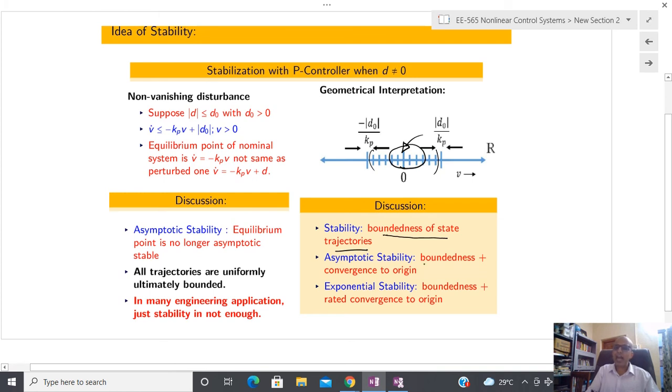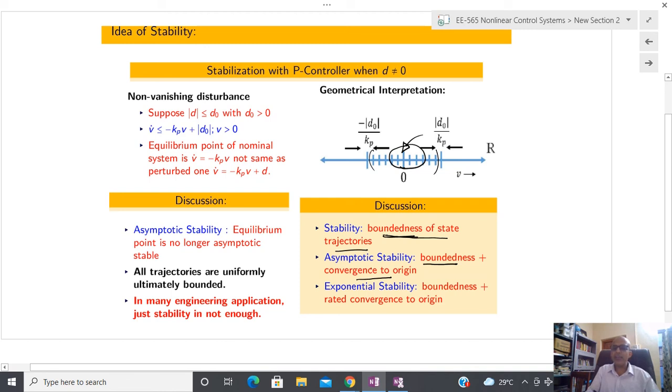Asymptotic stability means I remain bounded, and apart from that, I am going to converge to the equilibrium point after a large time. So whenever you are talking about asymptotic stability, since boundedness is required, asymptotic stability means stability plus convergence to the equilibrium point. Okay, we are going to see this whenever we develop some kind of mathematical notion.